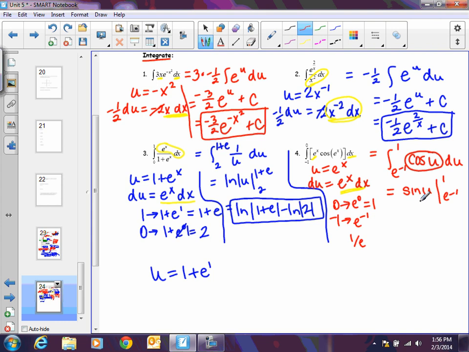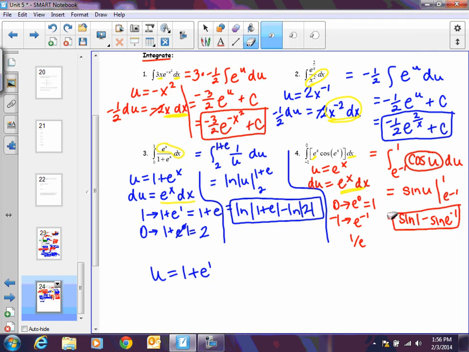So when you get to this, just ask yourself, should there be a negative? Should there not? Go backwards, take the derivative, make sure it's all good. Then my final answer here would be sine of 1 minus sine of e to the negative 1, which is really messy. That looks like a little negative there, but it should not, so I'm going to fix that. You can't evaluate these without a calculator, so we're going to leave it like that.